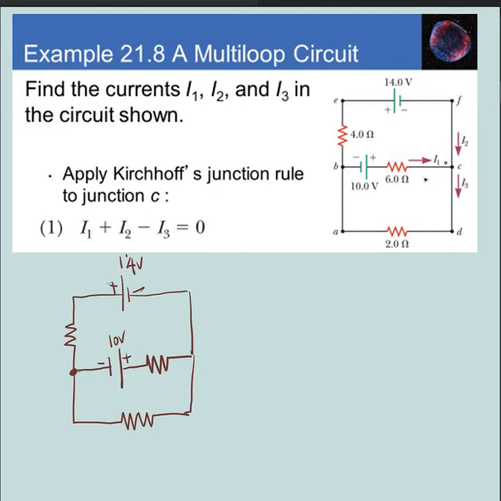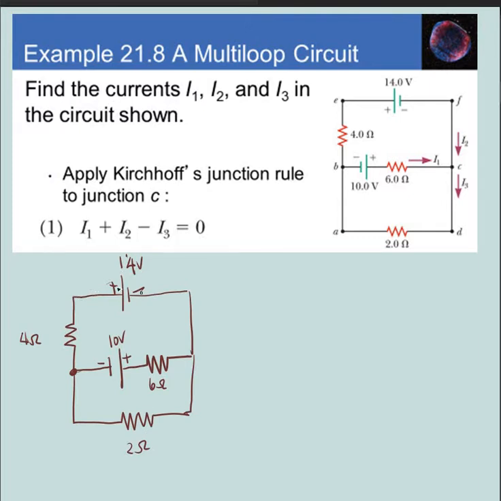So look here, I'm not going to use the direction of these currents. The junction I'm going to use is not even this one. I'm going to use this one. So I draw the circuit again. Remember, this one here is 4 ohms. This one is 6 ohms. This one was 2 ohms.